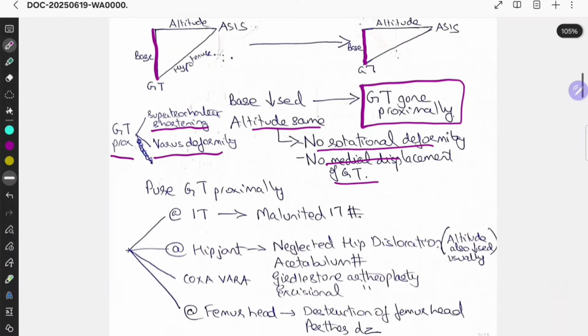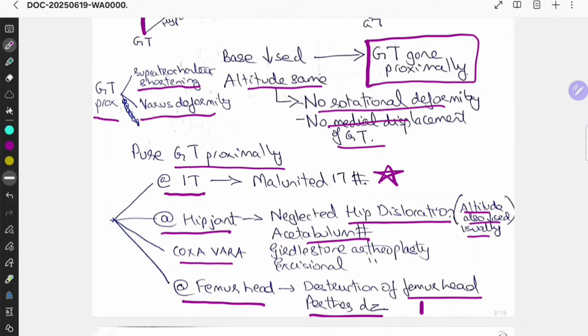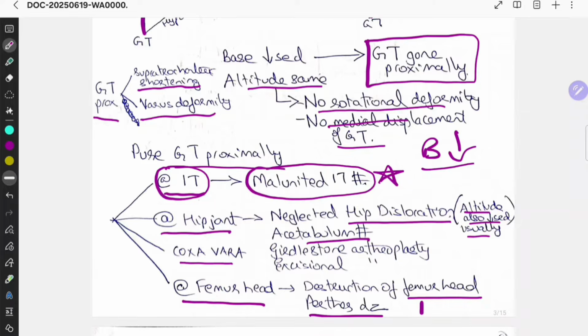Okay, so let us discuss the various pathologies. Let us discuss all the conditions in which the base is shortened. It could be a pathology at the intertrochanteric region, which could be a malunited intertrochanteric femur fracture. It could be some pathology at the hip joint. Usually in all these pathologies, base is shortened and at the same time altitude is also shortened. Like in conditions such as neglected hip dislocation, acetabulum fracture, girdlestone arthroplasty, excisional arthroplasty, all these conditions.